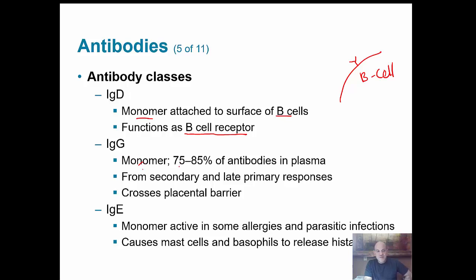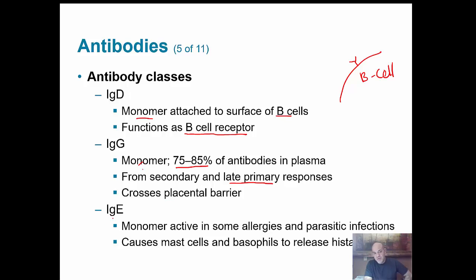And then we have immunoglobulin G. This is a monomer, and it's going to make up 75 to 85% of the antibodies in the plasma. So it's the most abundant one. And it's going to be found during the secondary and late primary response to antigens present. And this particular one, the monomers can cross the placental barrier.